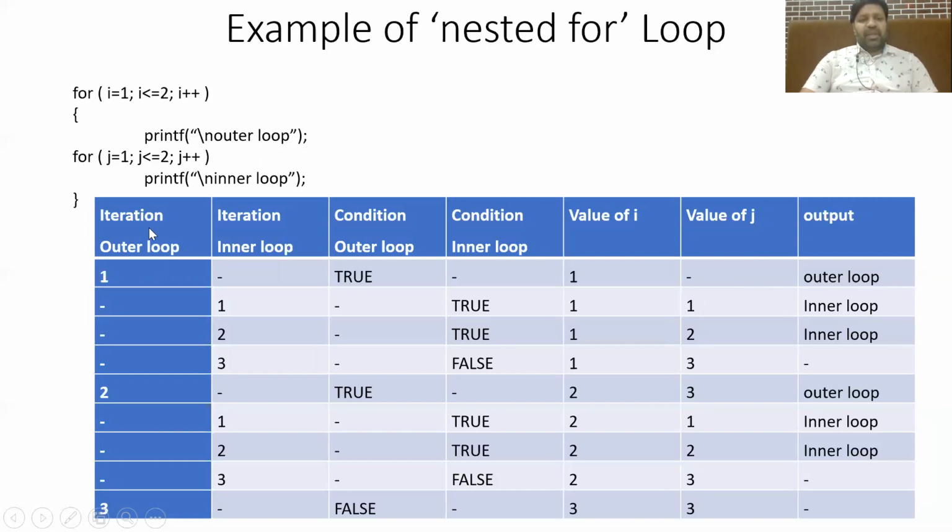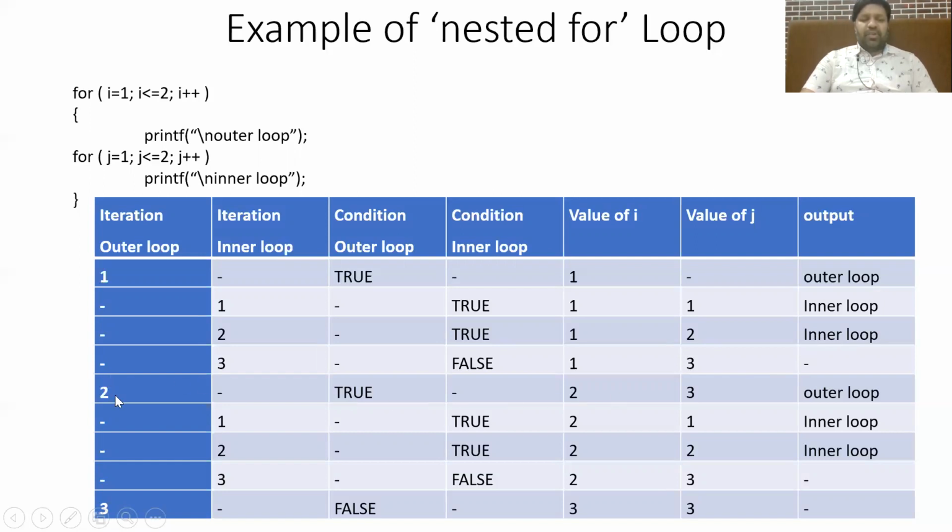The value of j will be incremented to 1. As you can see in the second row of the table, the inner loop iteration starts with the first iteration. The condition is true, the value of i is unchanged, and the value of j becomes 1. And what will be the message displayed on the screen? Inner loop. Then the value of j becomes 2, and again the message displayed on the screen is inner loop. When the value of j becomes 3, the inner loop condition returns false, which means that you come out of the inner loop and then you reach the outer loop.